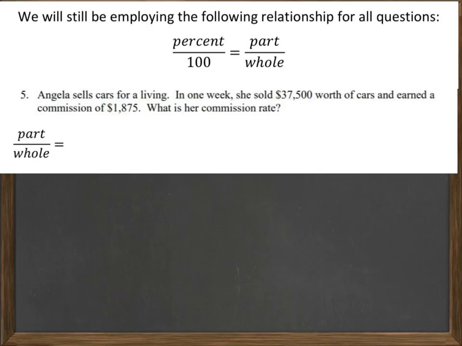Okay, number 5. Number 5 says Angela sells cars for a living. In 1 week, she sold $37,500 worth of cars and earned a commission of $1,875. And it says, what is her commission rate? That's what we're trying to find.